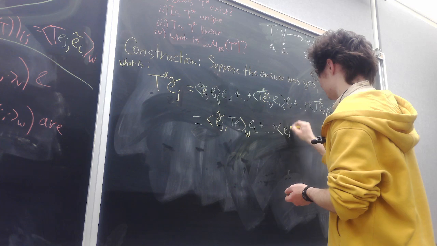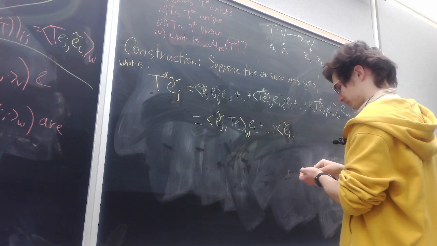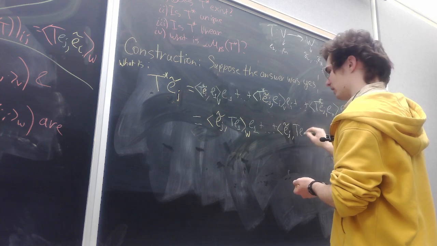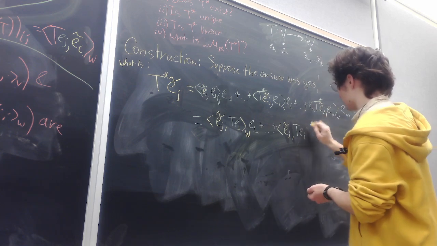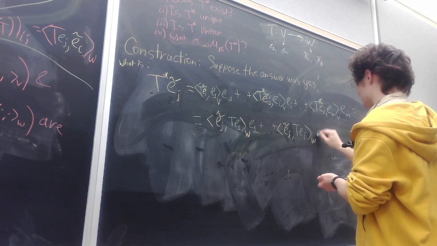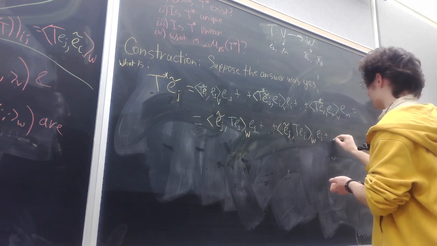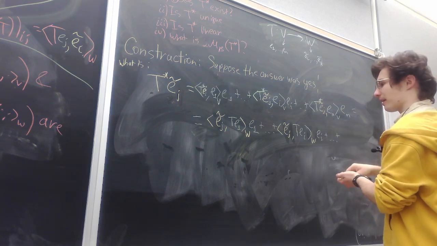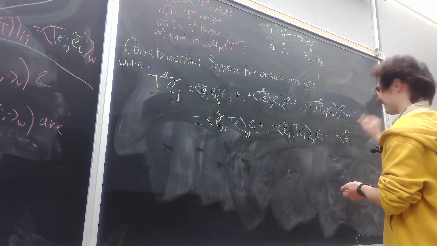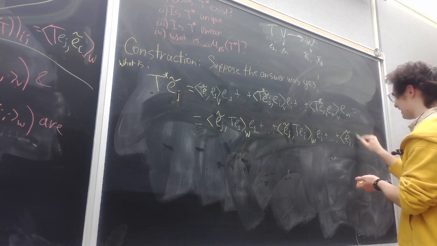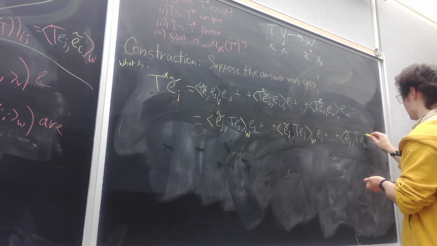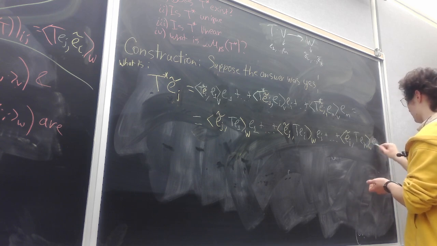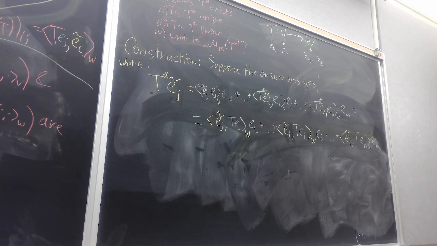So this is going to be E tilde J, TEI, W, EI, J, TEM, product, EM. Okay. Yes? People agree?